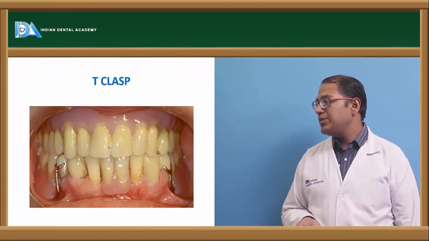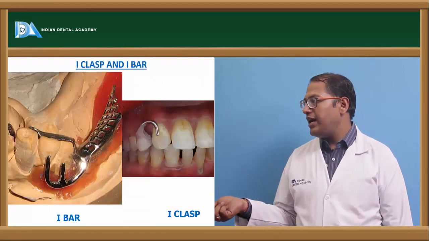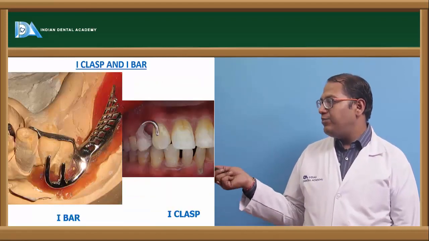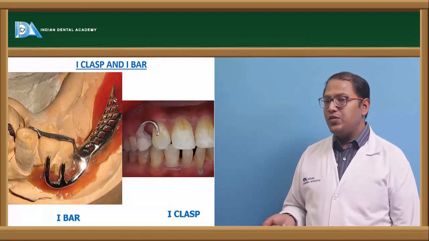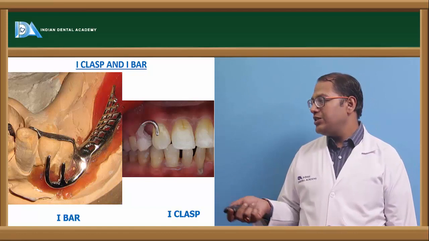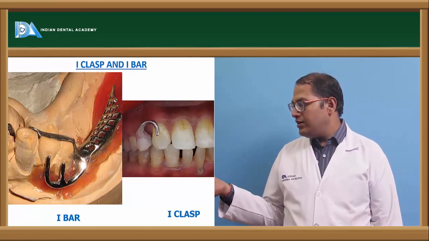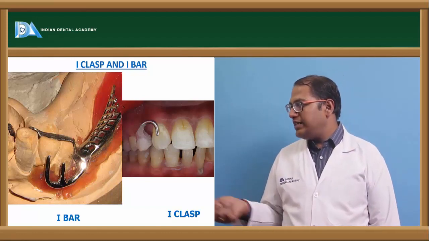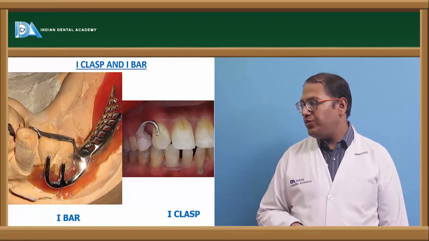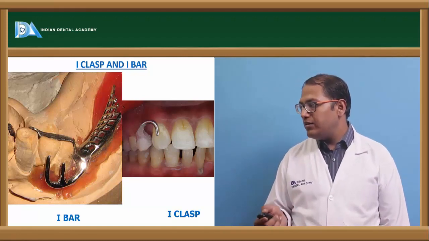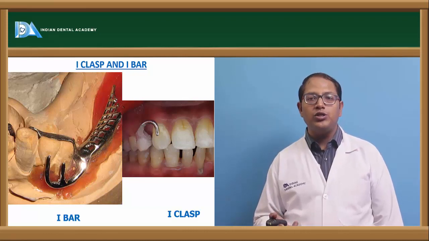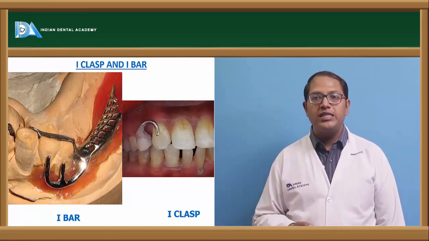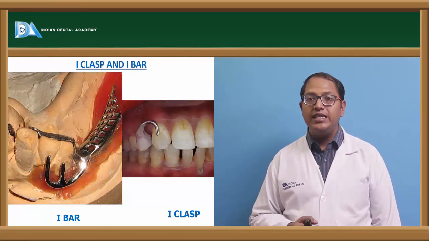We have the T clasp, which looks like a T. We also have the I clasp, or I bar. The I clasp is used where only one particular tip is encroaching onto the tooth, or occasionally used on the distobuccal surface of the maxillary canines for aesthetic reasons.